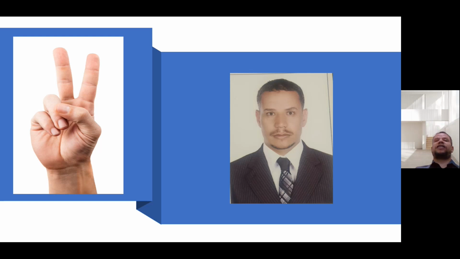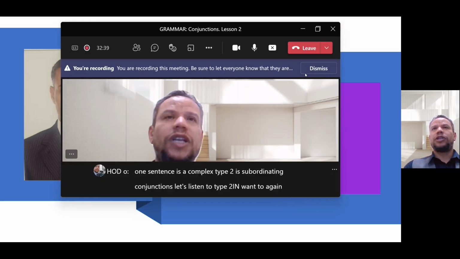Yes, subordinating conjunctions. I mean, one sentence has a complete meaning, another sentence does not have a complete meaning, so it needs one of the conjunctions to make a complex sentence. Type 2 is subordinating conjunctions. Let's listen to type 2. We want to be with you again in type 2. Type 2, what is it?